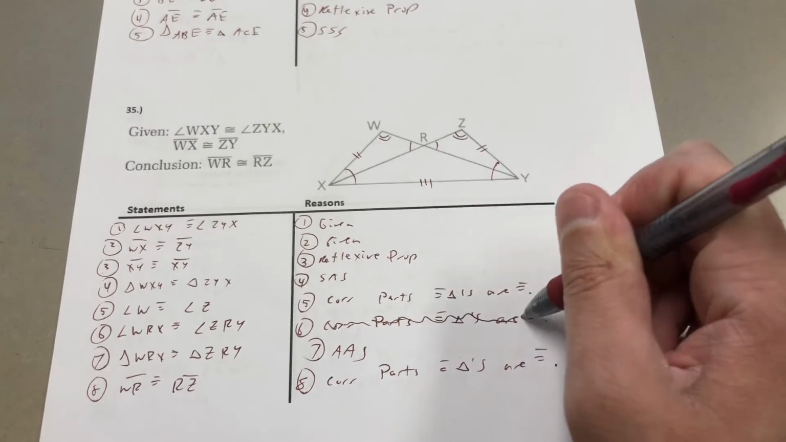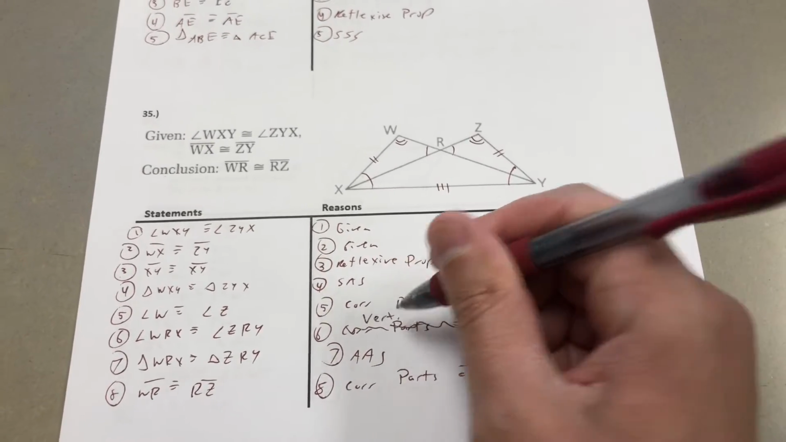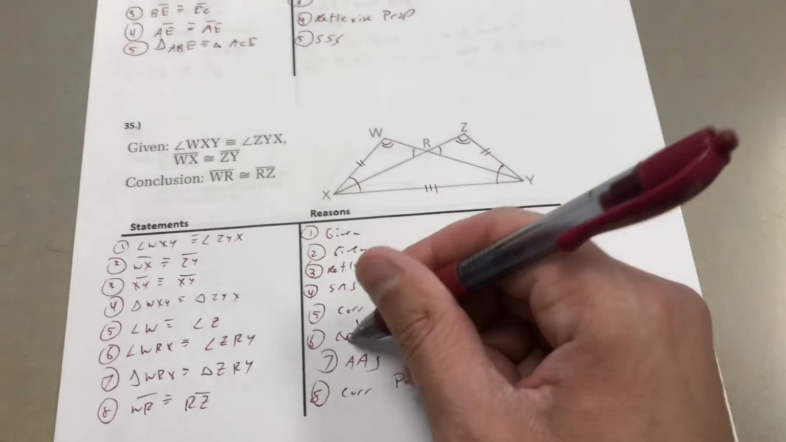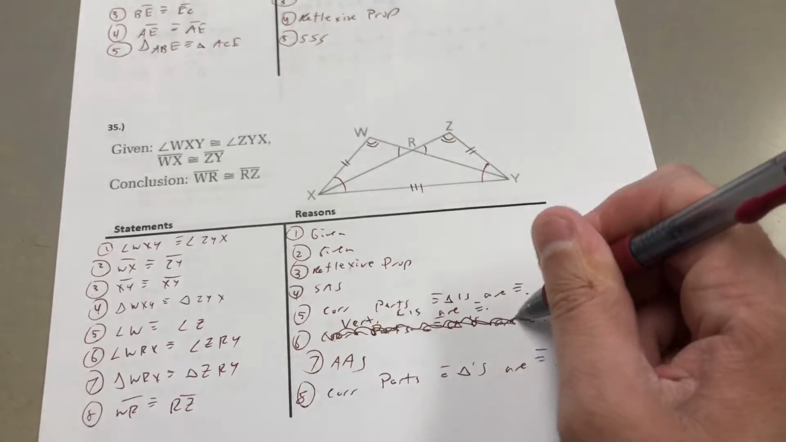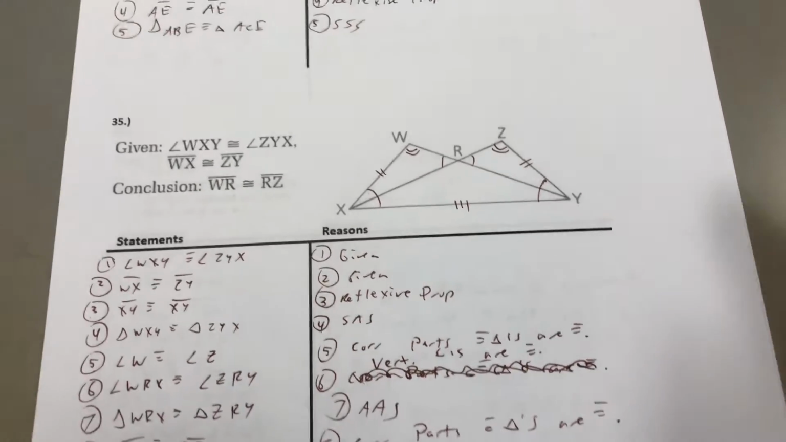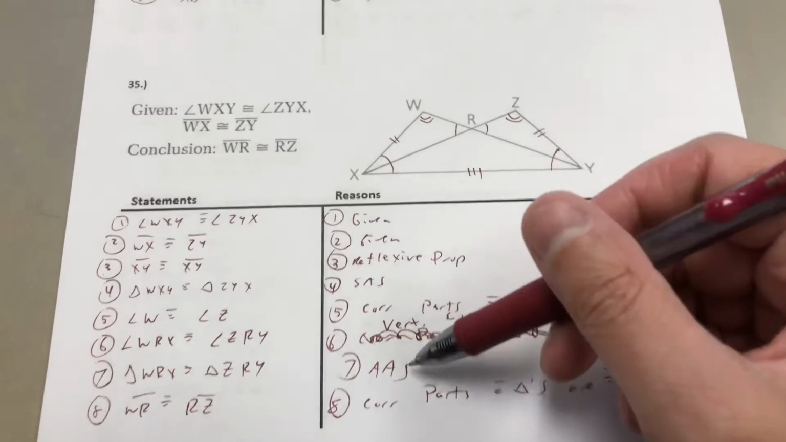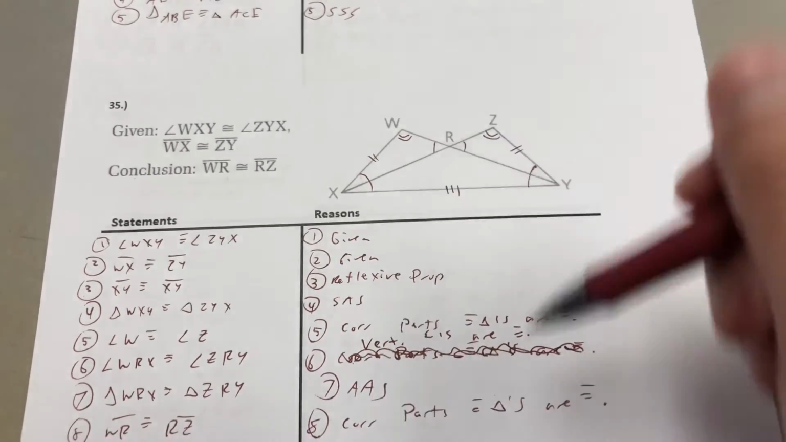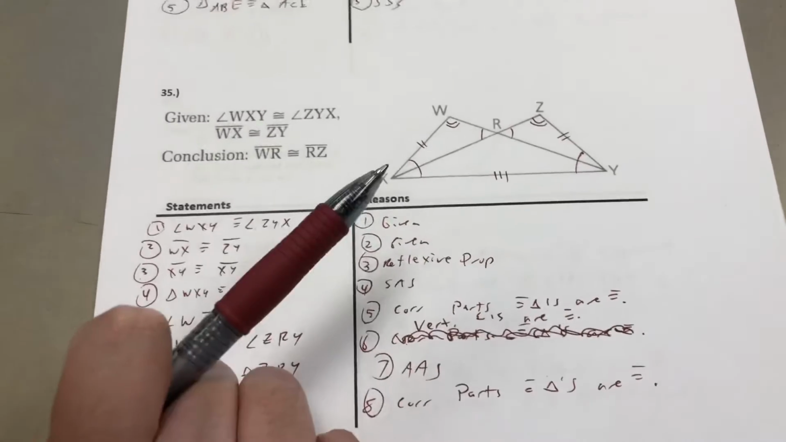Actually, it did get into my proof. Vertical angles are congruent is what was supposed to happen in that step right there. Better written in an if-then form. But anyway, once we get these two triangles congruent, in this case by angle-angle-side, you're going to be able to say that WR is congruent to RZ because those are corresponding parts of congruent triangles.